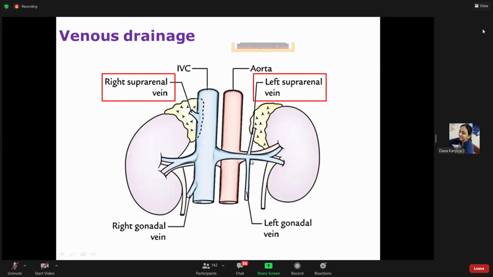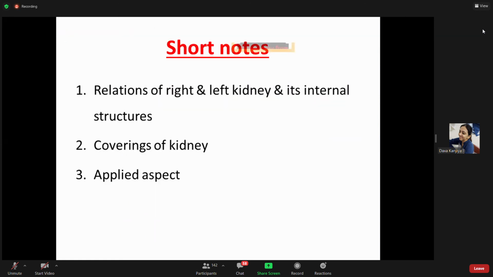So that's all about the morphological features of the kidney as well as the suprarenal gland. Important short notes that can be asked in your exam: the relations of both right and left kidney with its internal structures. Coverings of the kidney can be asked as short notes and applied aspect. So that's all.